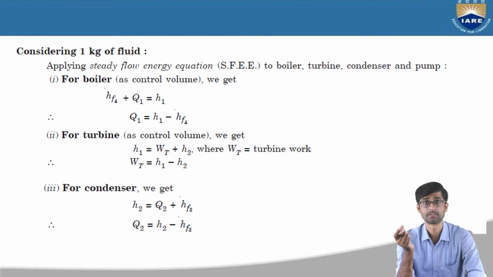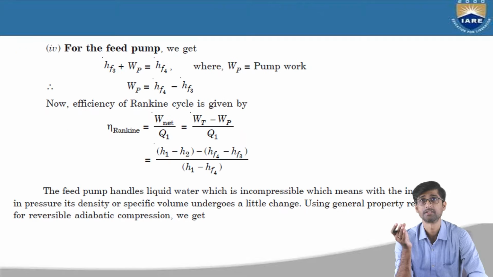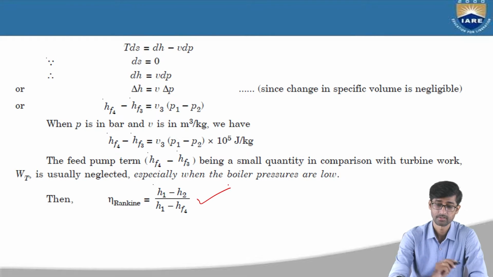We are applying the steady flow energy equations to the boiler, turbine, condensers, and pumps, right? So now we have already calculated the efficiency of the Rankine cycle. Using the thermodynamic properties, we have calculated the pump work. So this is the efficiency of the Rankine cycle.